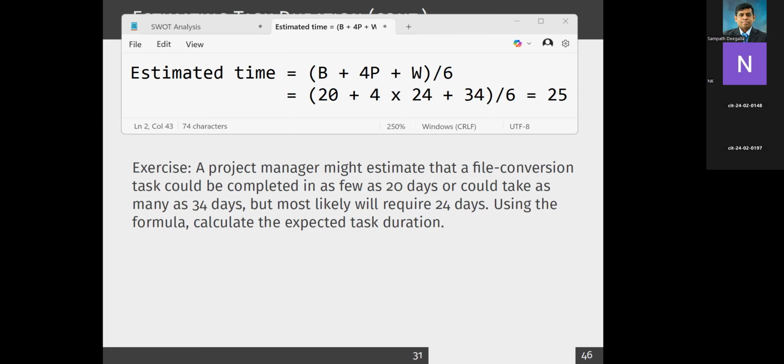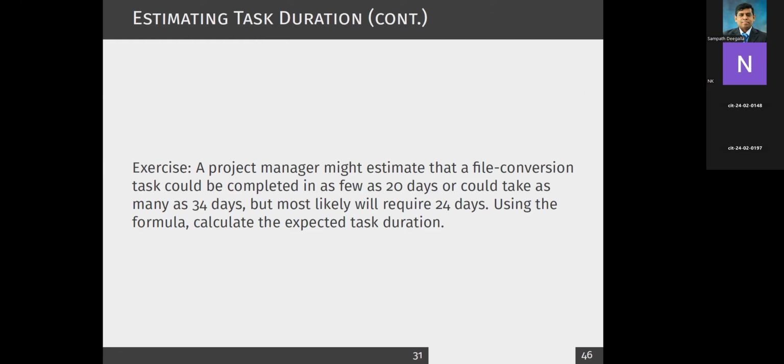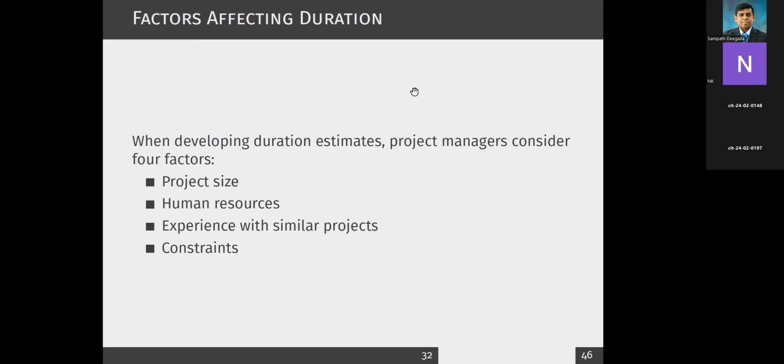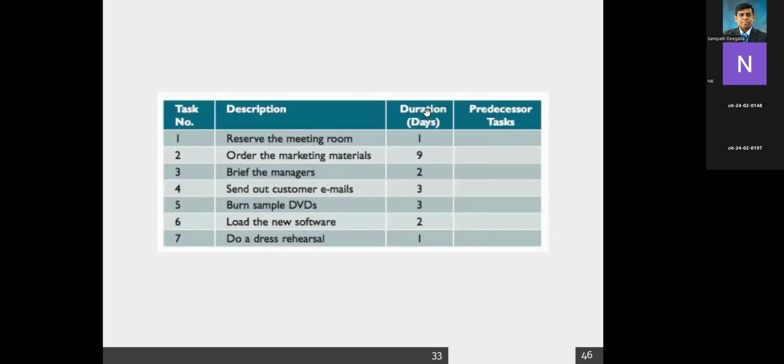Okay, right. Let's go back to the slide again. Now that we have talked about the estimated task duration, let's move on. Okay, next topic. What are the factors affecting the duration? When you're estimating the duration, you have to consider 4 factors: project size, human resources, experience with similar projects, and any constraints, right? So those are the factors you have to consider.